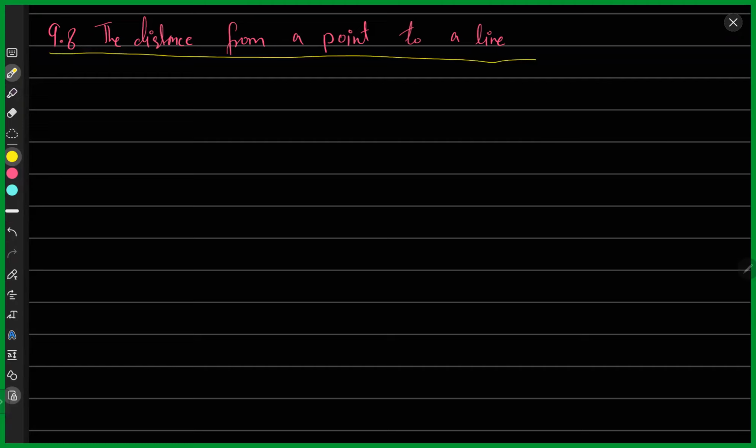It is 9.8. The distance from a point to a line. This is what exactly we need to talk about in this class. Okay. Now for this, you can think about multiple scenarios.